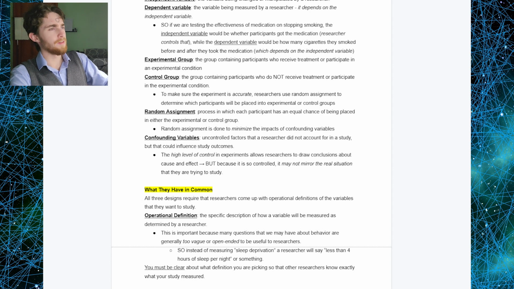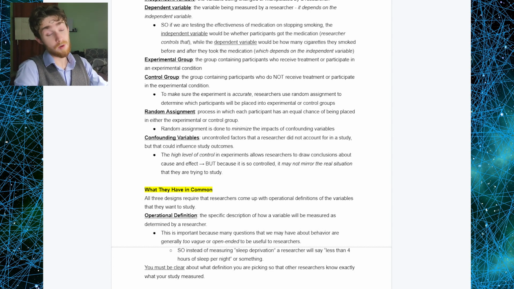All right, let's talk about what they have in common. All three designs require that researchers come up with operational definitions of the variables that they want to study. An operational definition is the specific description of how a variable will be measured as determined by a researcher. Operational definition is important because many questions that we may have about behavior are generally too vague or too open-ended to be useful to researchers.